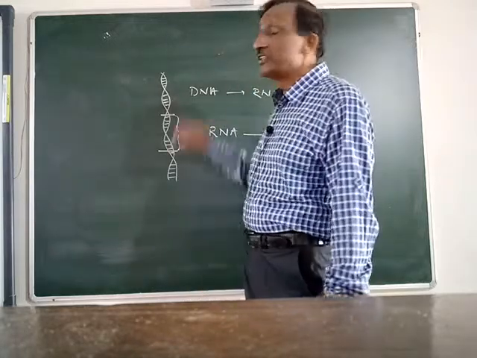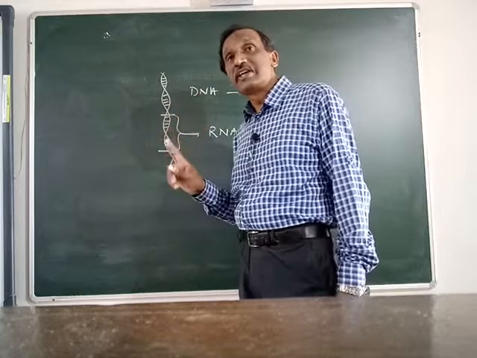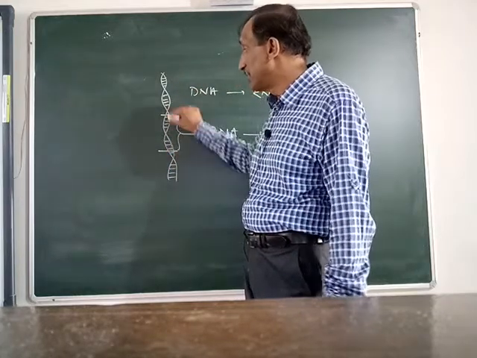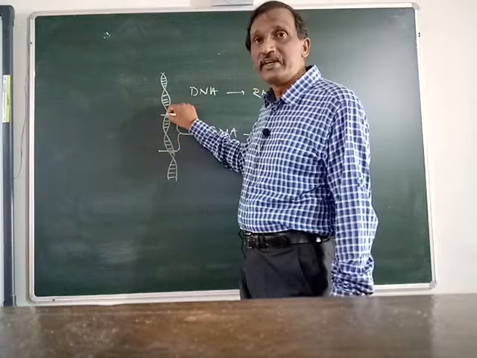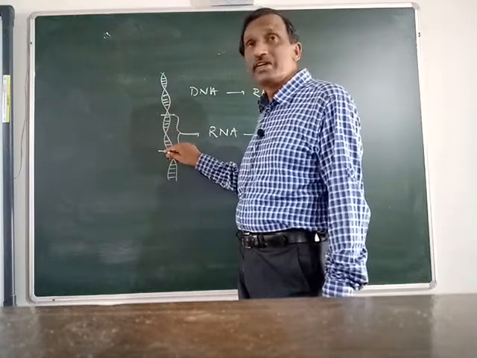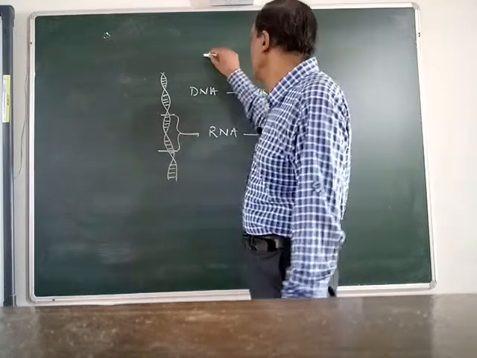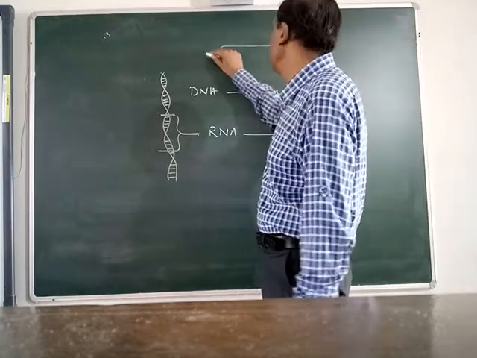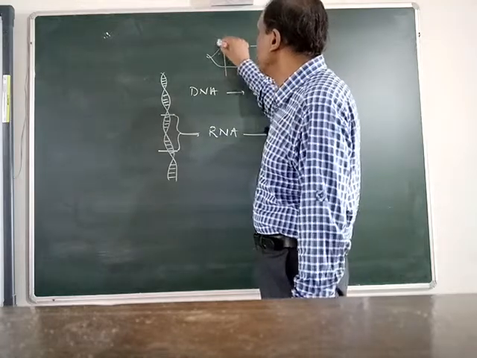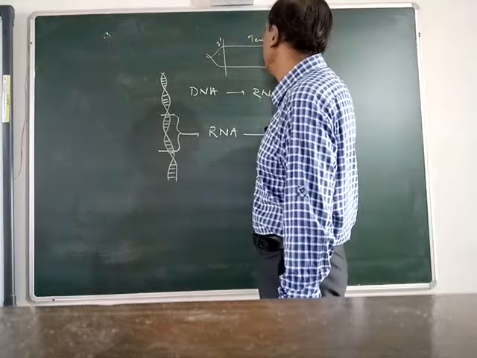Now how is it done? A DNA is very long, and DNA has 2 strands. Out of the 2 strands, only 1 strand is chosen, and the boundaries are decided by promoter and terminator. The promoter attaches to the 3' end of the template strand. Suppose this is the 3' end, and this is the 5' end. So this is the template strand.